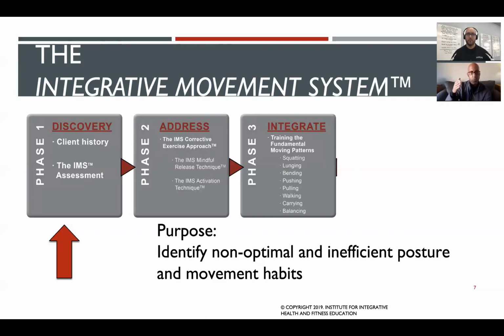It's a 3-phase process: discovery, address, and integrate. The discovery phase is where you take your client history and you do your assessment. And your assessment should do two things. Number one, it will help you identify your client's non-optimal and inefficient posture and movement habits. These are the reasons why your client has chronic tightness, discomfort, and or inability to perform at the levels they need to or want to.